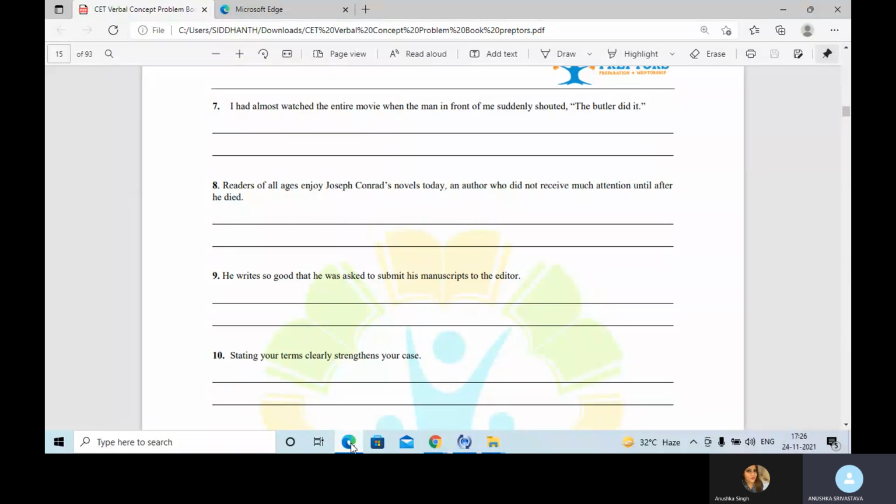So, clearly stating your terms strengthens your case. This could be one kind of option. Or, stating your terms strengthens your case clearly. This can be my second type. So hence, this becomes a squinting modifier, and I have two answers for the same.